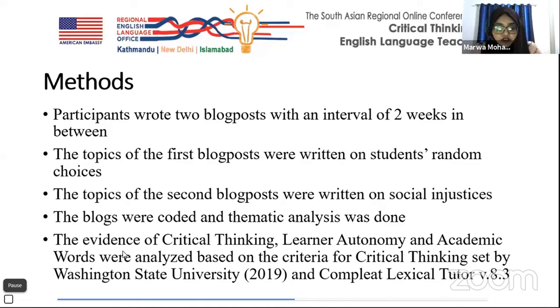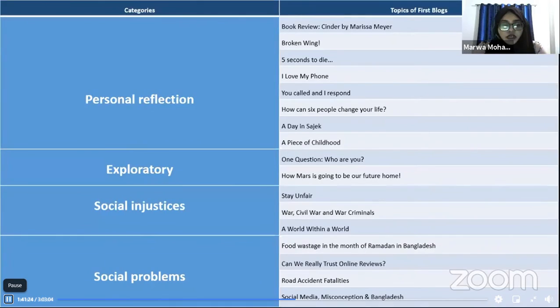And these blogs were coded and thematic analysis was done. The evidence of critical thinking, learner autonomy, and academic words were analyzed based on the criteria that you already have seen from the Washington State University rubric. And it was also analyzed through Complete Lexical Tutor, which you also have seen a little while ago.